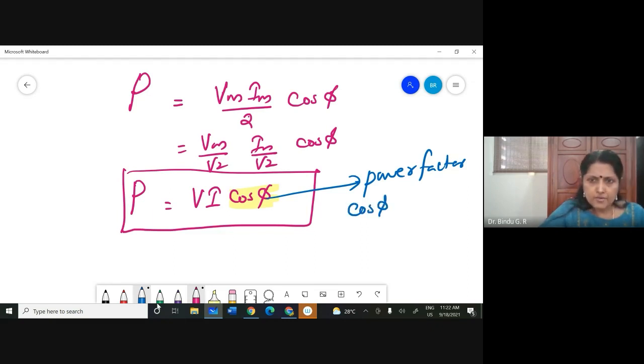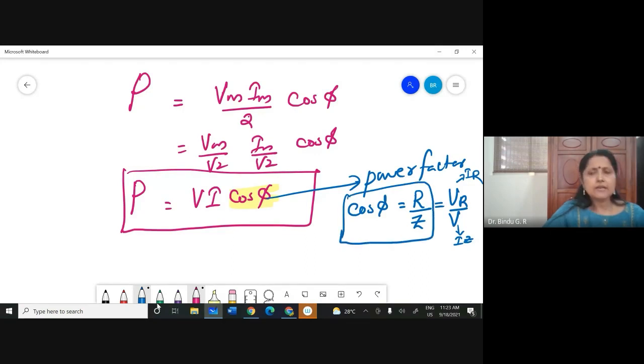Cos phi will be equal to R by Z. If you look at the phasor diagram, it is VR by V, where VR is IR and V is IZ. From there you get cos phi is R by Z. Now, let us check whether this equation is correct. V can be written as I into Z.